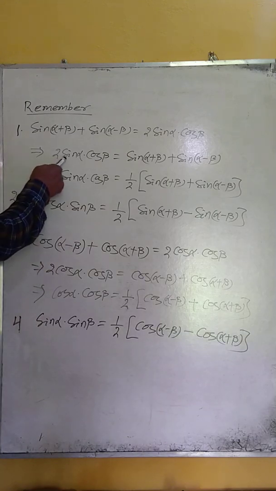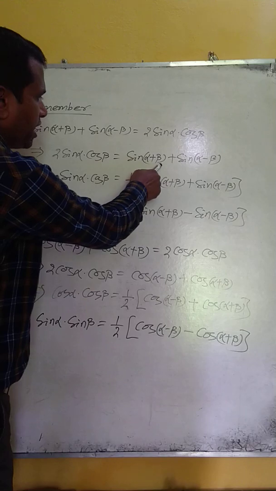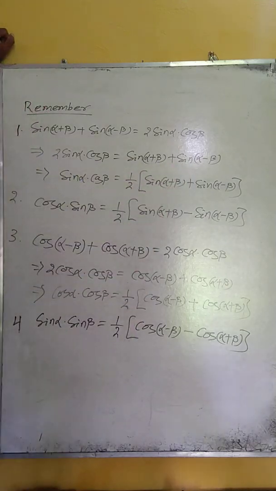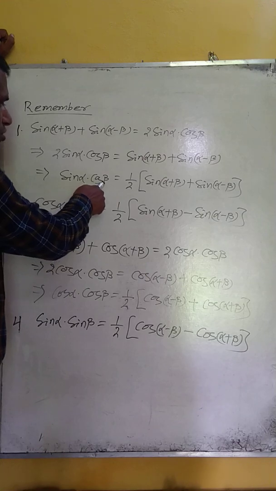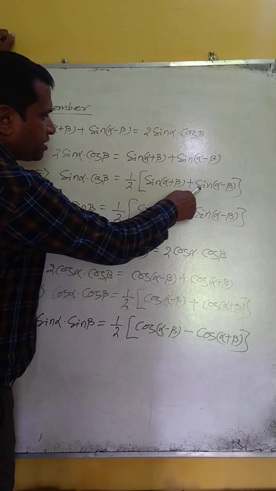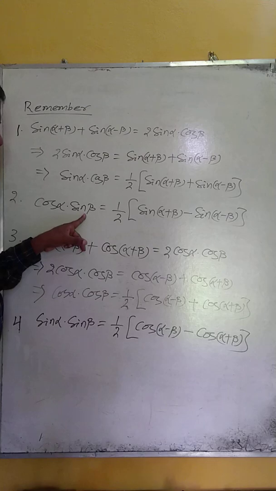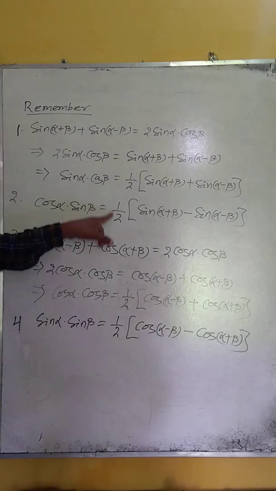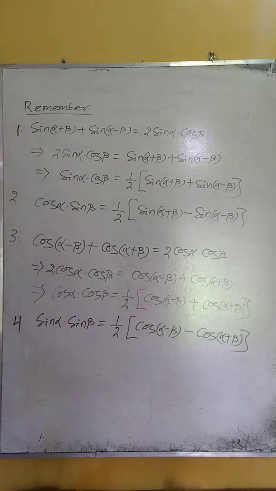That means 2 sin α cos β = sin(α+β) + sin(α−β). So sin α cos β = 1/2 [sin(α+β) + sin(α−β)]. Similarly, we can find cos α sin β = 1/2 [sin(α+β) − sin(α−β)].